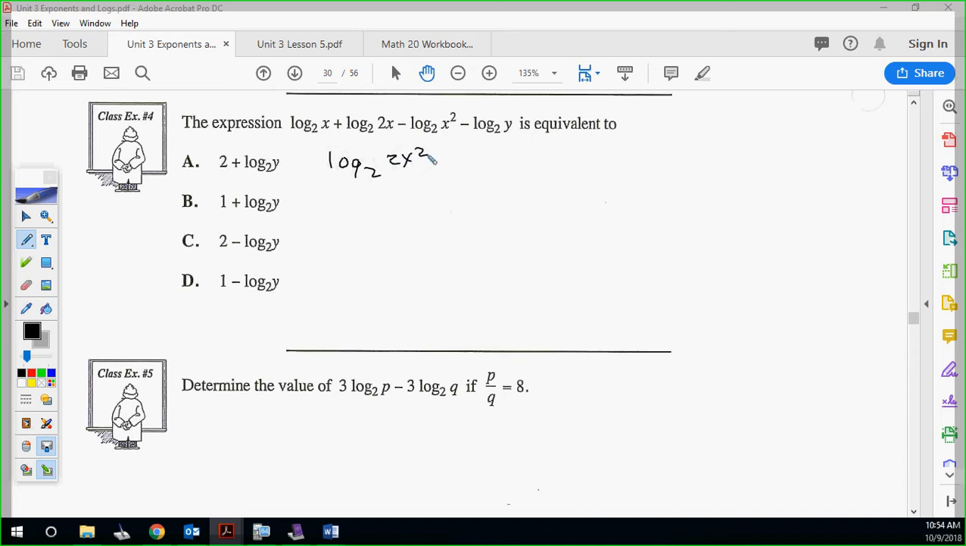Okay, and then I have minus and a minus, so what did I just tell you to do in that case? They're both going to be on the bottom. So now we can simplify. You can see that this x squared is gone. And so now you have log 2 of 2 over y.